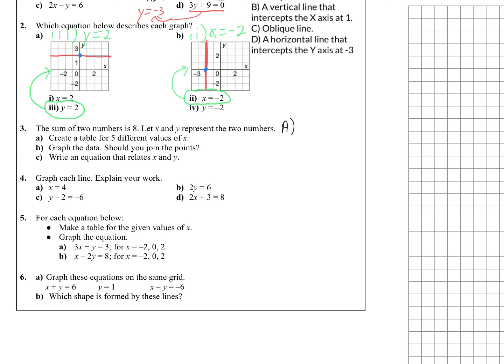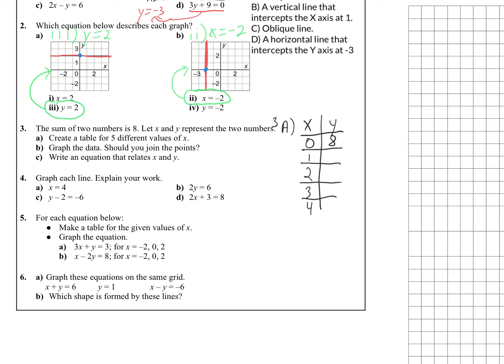For 3A, we want to make a table of values for x and for y. They want us to use at least 5. So I'm going to start with 0, then I'll say 1, 2, 3, and 4. The question I have to ask myself is, as the question says, the sum of two numbers is 8. So what number do I need to add to these in order to equal 8? If I have 0, what do I need to add to 0 to equal 8? Well, 0 plus 8 would give me 8.